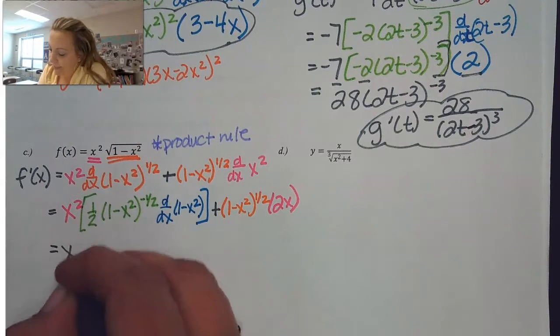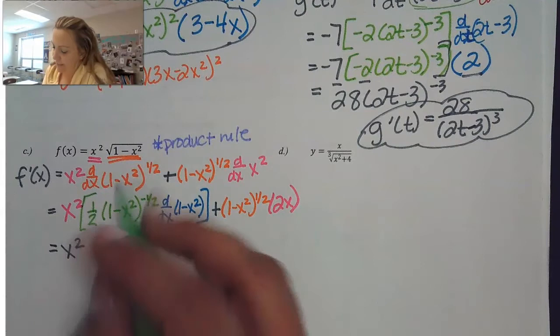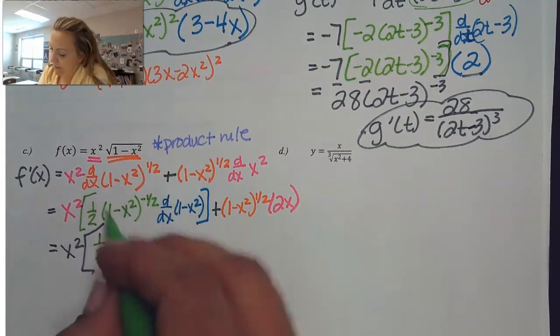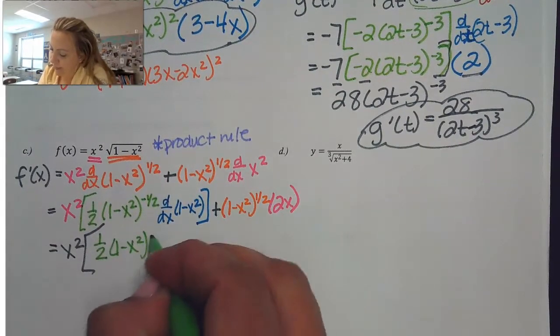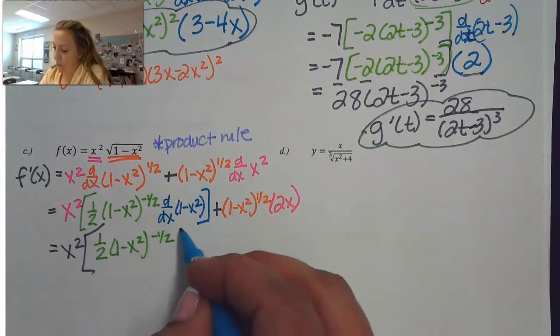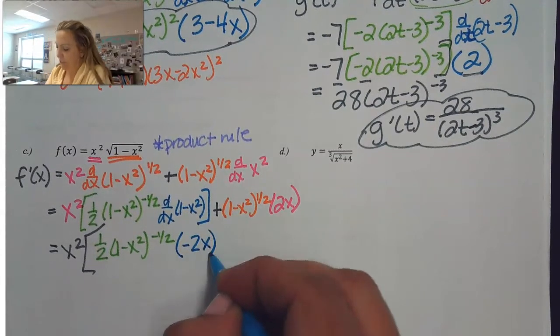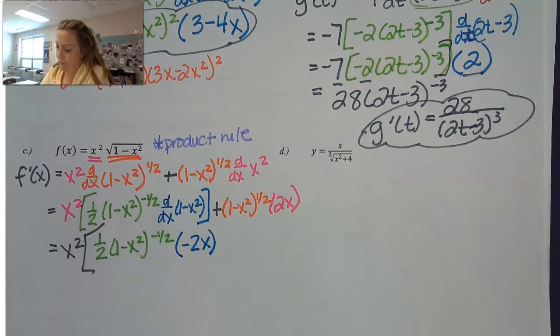So I've got this x squared, and then again, using the chain rule, I still have this 1/2 times 1 minus x squared to the negative 1/2. But now I'm taking the derivative of 1 minus x squared. So using our knowledge of derivatives, that's going to be negative 2x.